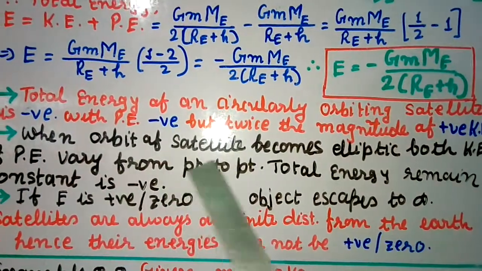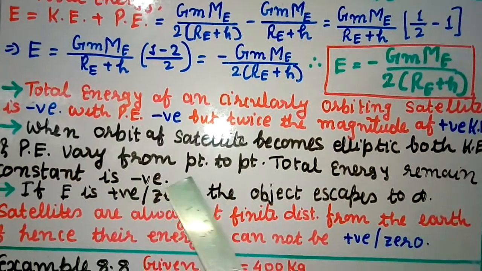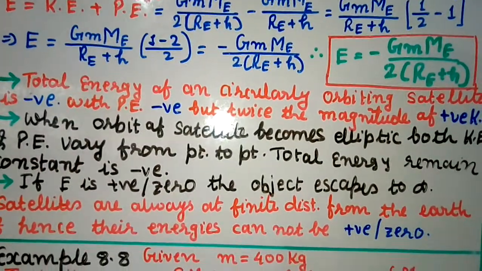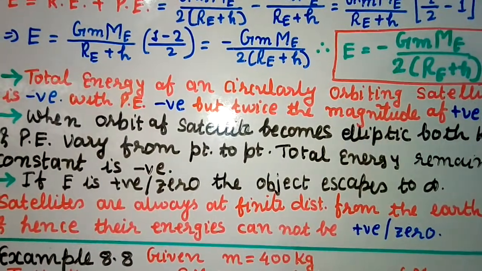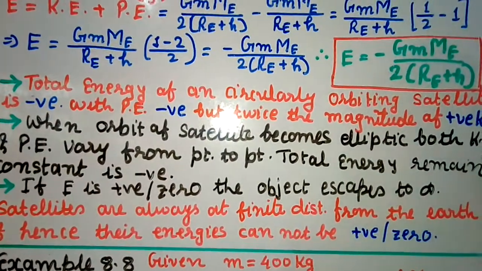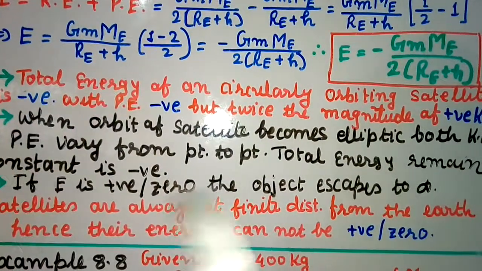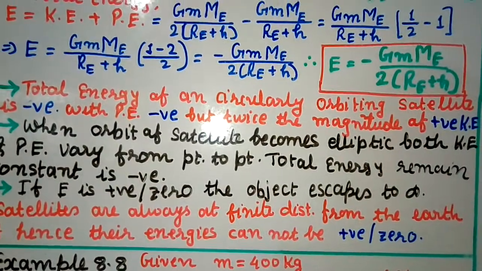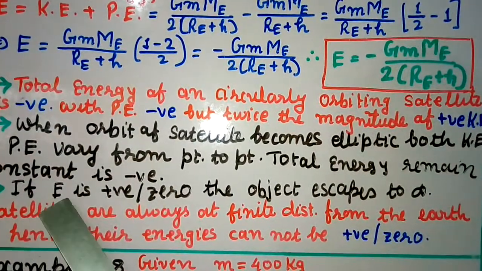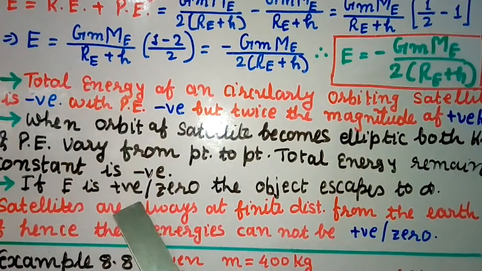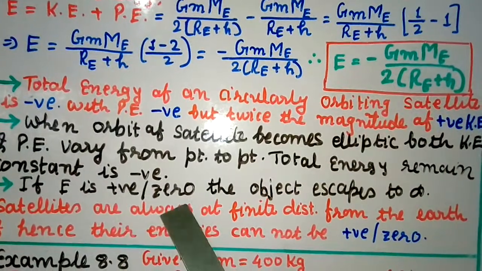When the orbit of the satellite becomes elliptic, both kinetic and potential energy vary from point to point. So when the orbit of the satellite becomes elliptic, of the ellipse shape, then the kinetic energy and potential energy vary from point to point, but the total energy remains constant and it will be negative. Total energy remains constant but negative. Now if total energy E is positive or 0, here we have got negative, right? But suppose it is positive or 0, then what happens?